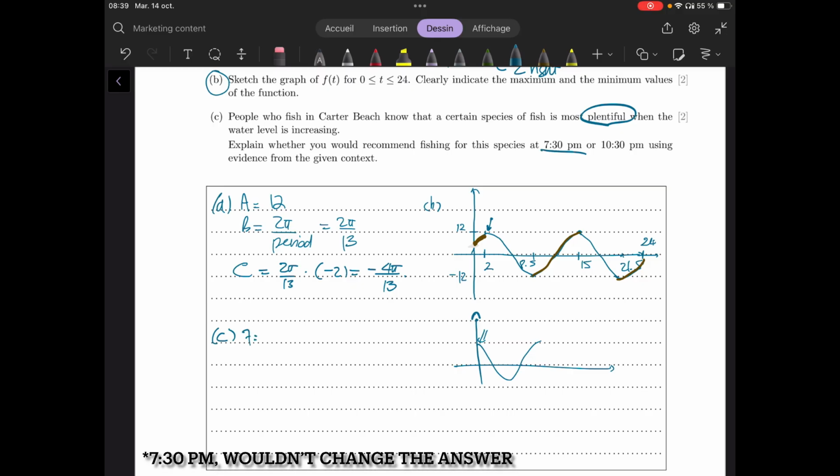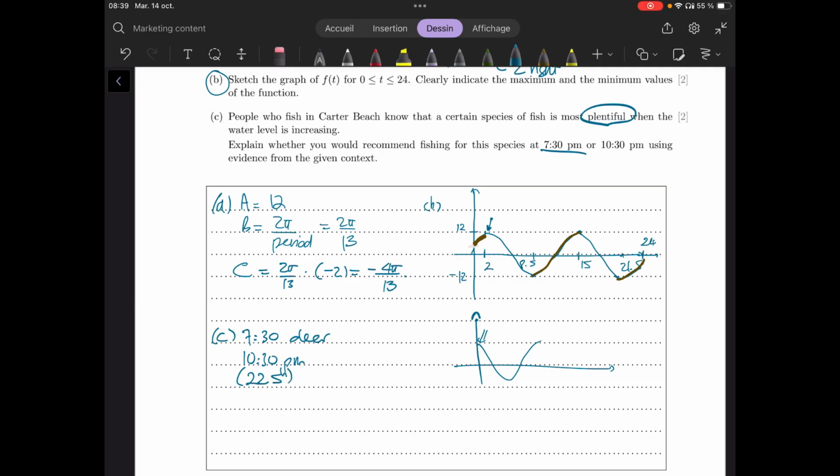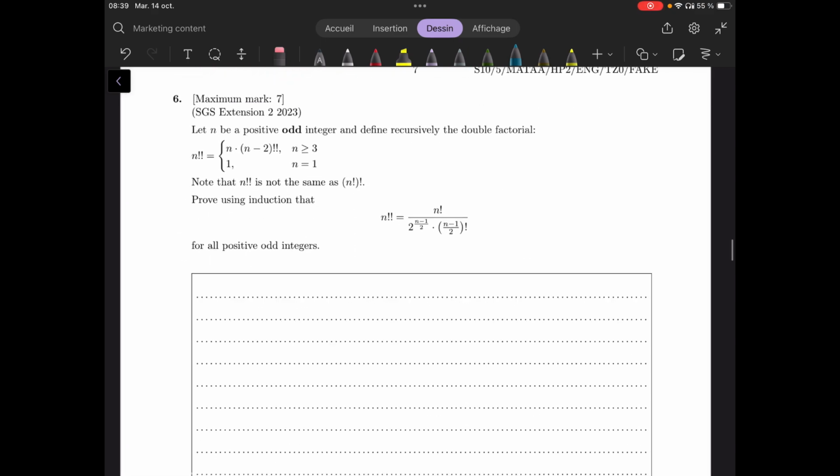At 7:30 a.m., it is decreasing. At 10:30 p.m., or at 22.5 hours after midnight, it is increasing. Therefore, you should fish at 10:30 p.m. as it is increasing. This is the end of question 5.